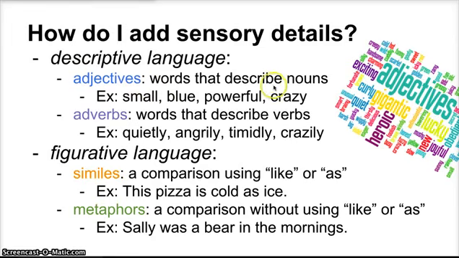Adjectives are words that describe nouns. So anytime we are describing a place or a person or an idea, we use adjectives. Small, blue, powerful, crazy. These are some examples. Adverbs are words that describe verbs. So anytime an action is happening, an adverb gives us more information about that action. So quietly, angrily, timidly, crazily. These are all adverbs describing and giving more details to the actions or verbs that are happening.